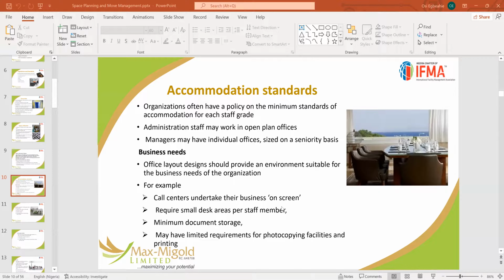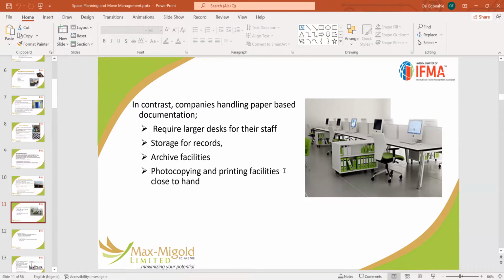They will probably have smaller desks, require a small desk area per staff, minimal document storage, and may have limited requirements for photocopying or printing facilities. Because of the kind of work that call centers do, they may not have so much of that. Call centers receive calls from customers remotely.